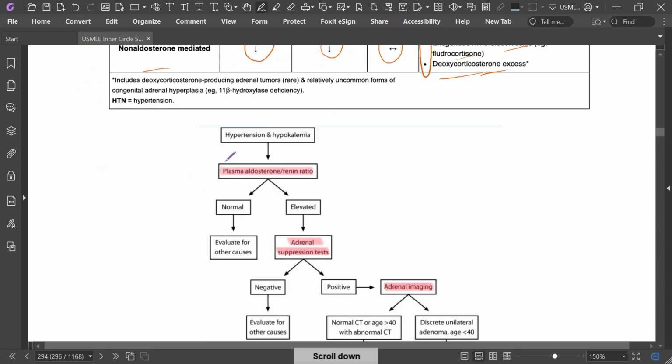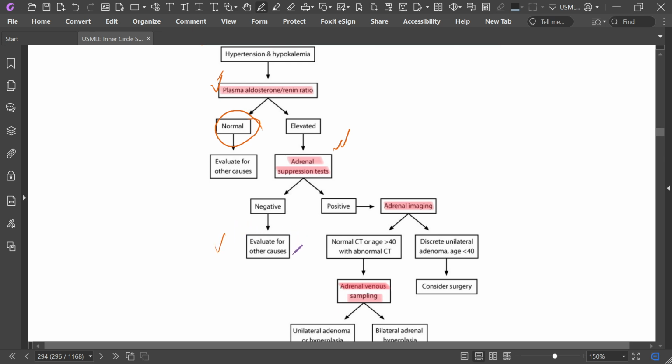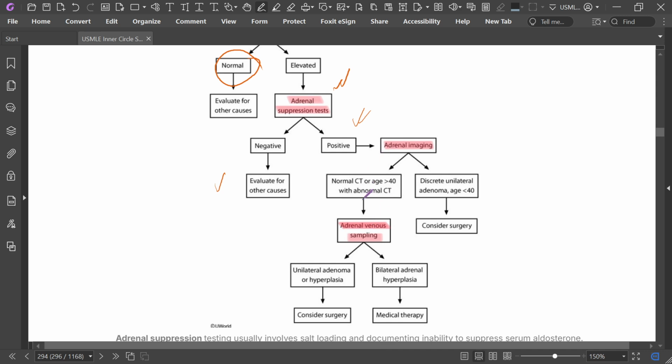In hypertension and hypokalemia, what will we do? Plasma aldo to renin ratio. If the plasma aldo to renin ratio is normal, evaluate for another cause. If it is elevated, do an adrenal suppression test. If it is negative, evaluate for other causes. If it is positive, go for adrenal imaging. If the CT is normal and age less than 40, or age more than 40 with abnormal CT, do adrenal venous sampling.